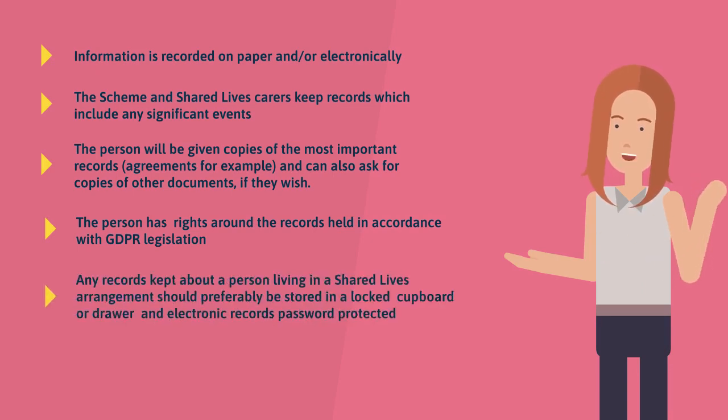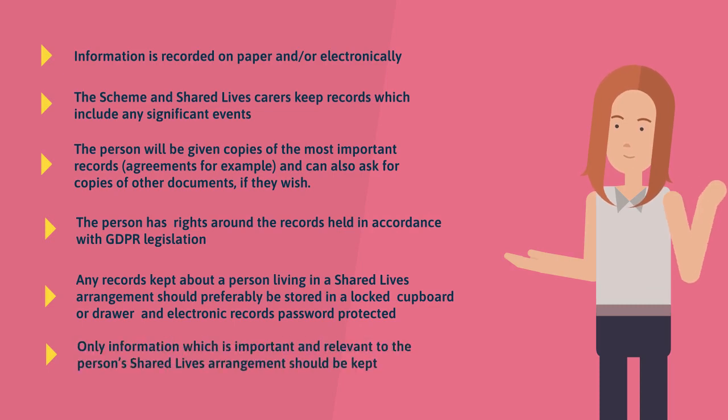Any records kept about a person living in a shared lives arrangement should preferably be stored in a locked cupboard or drawer and electronic records password protected. Only information which is important and relevant to the person's shared lives arrangement should be kept.